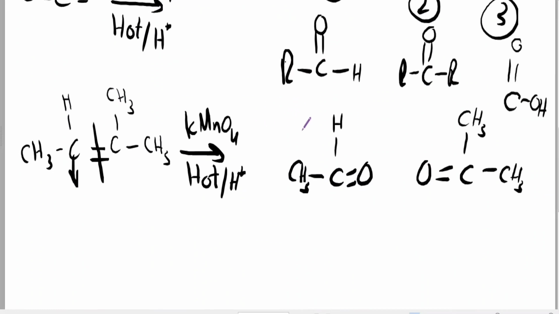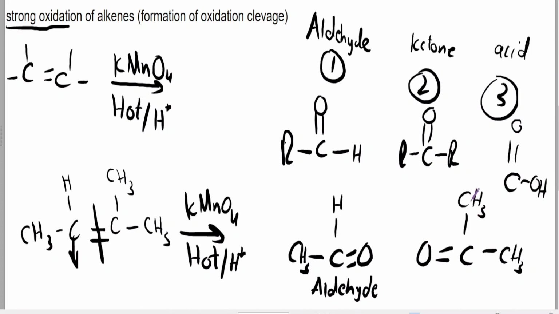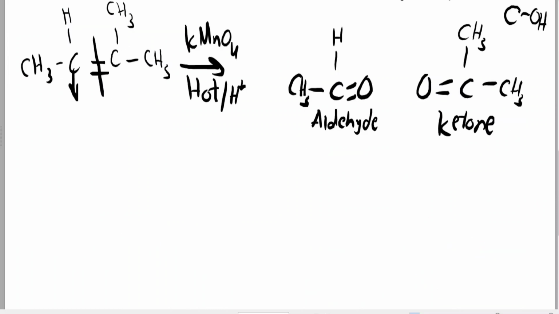Now, it gets even more interesting because this compound on my left is an aldehyde because it has a C double bond O and an H. This is a ketone because it has two R groups, and a double bond O with a carbon. So this right here is a ketone. Now, what's even more interesting is that in strong oxidation of alkenes, whenever you produce an aldehyde, because this aldehyde has one extra hydrogen, this gets oxidized as well. So this hydrogen gets oxidized and it gets an O.